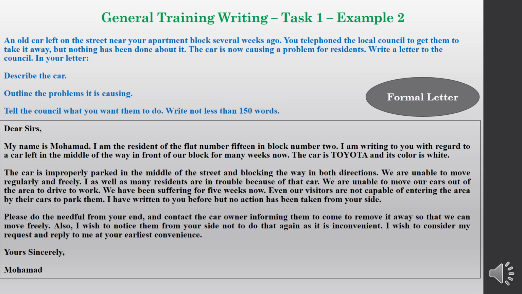Here is another example of General Training Writing Task 1 for writing a formal letter. The task says, an old car left on the street near your apartment block several weeks ago. You telephoned the local council to get them to take it away, but nothing has been done about it. The car is now causing a problem for residents. Write a letter to the council. In your letter, describe the car, outline the problems it is causing, tell the council what you want them to do. Write not less than 150 words.